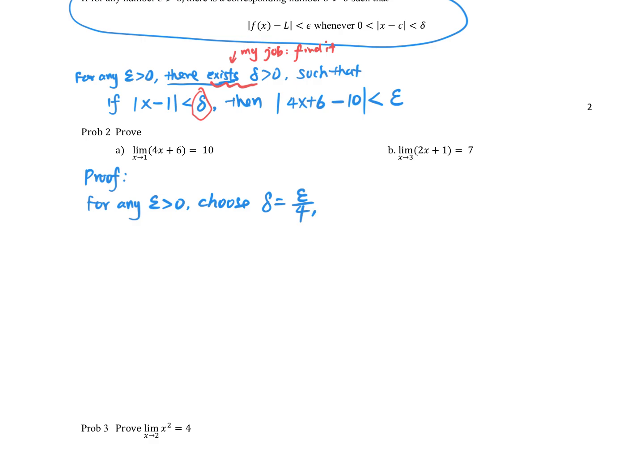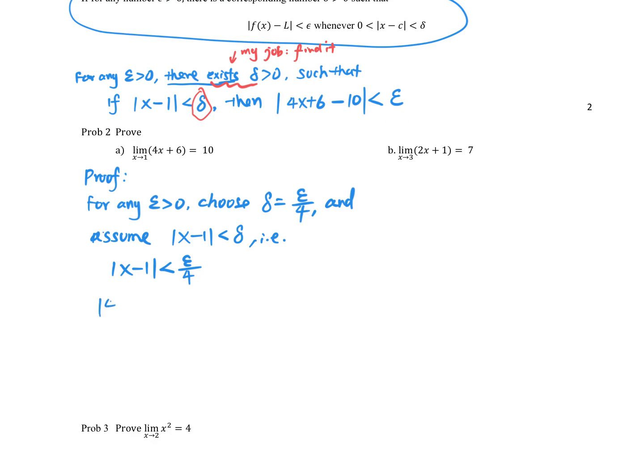Then, you have to make this happen, right? So assume that |x - 1| is less than this delta. This means |x - 1| is less than epsilon over 4, right? That's what it means. Now, we want to show that this has to be true.